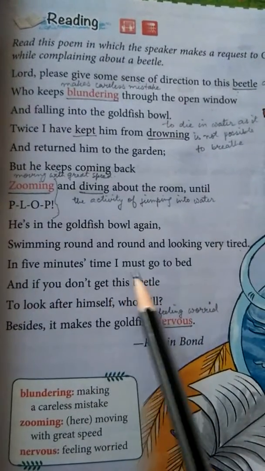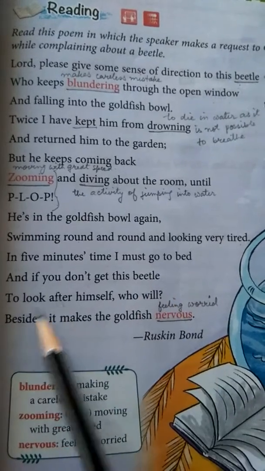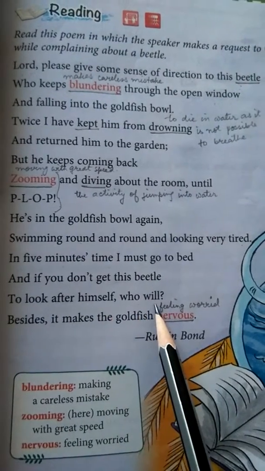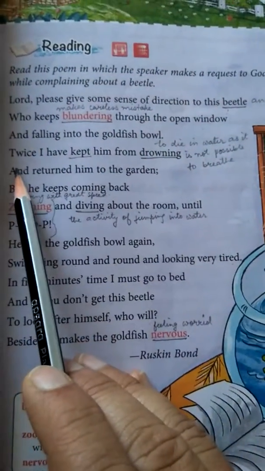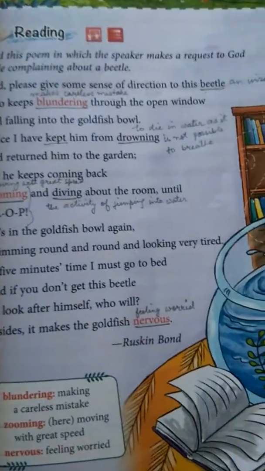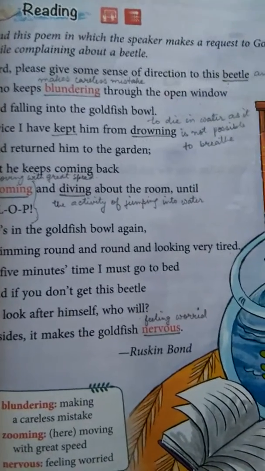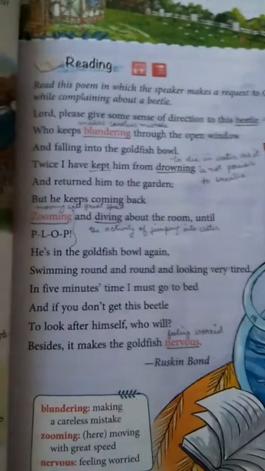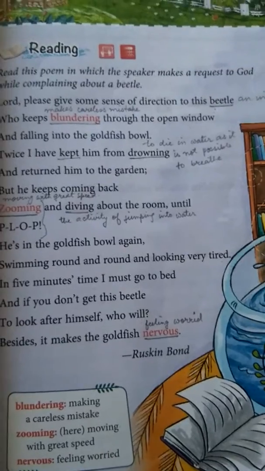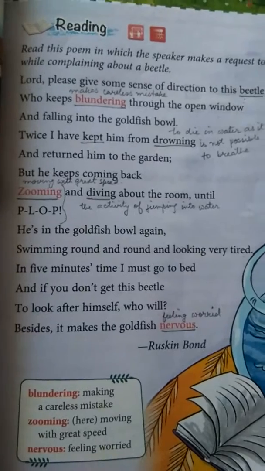In 5 minutes' time, I must go to bed. And if you don't get this beetle to look after himself, who will? So what the poet has said is that I have already saved him twice. But today, now again it has fallen, and in 5 minutes' time I'm going to sleep. Now, suppose I take the beetle out and leave it in the garden, but again it will enter, and if it again falls down, then who is going to look after it? Who is going to save his life?